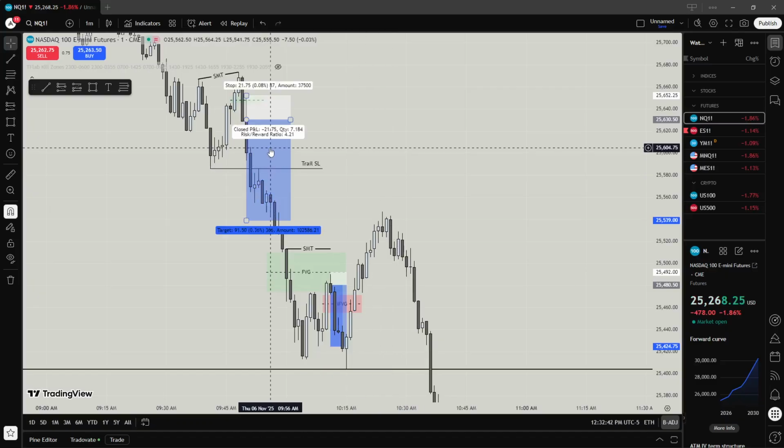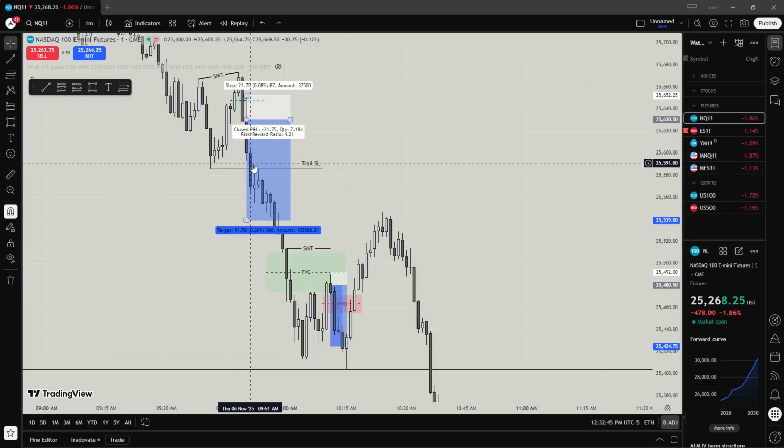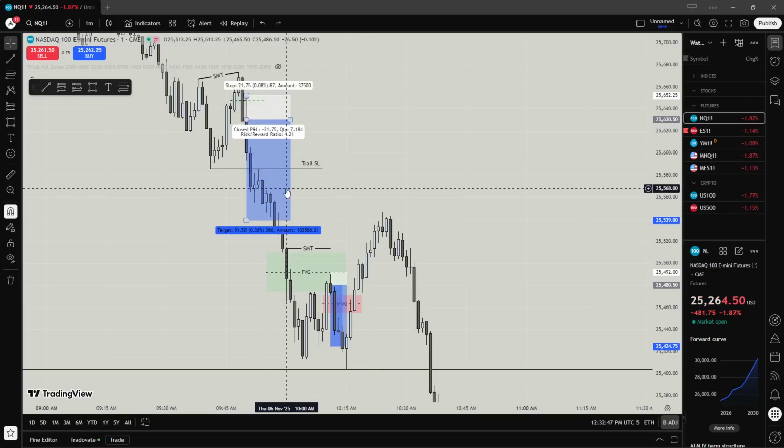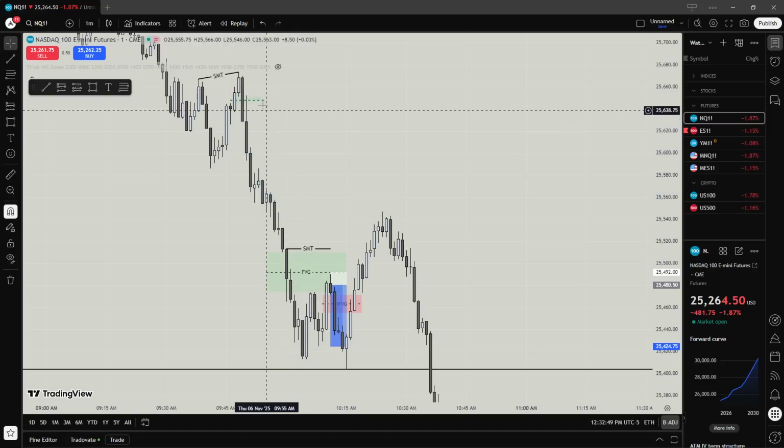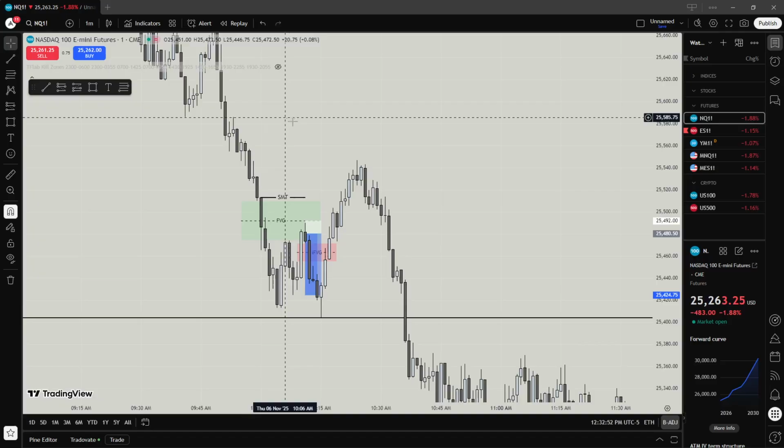Hindsight, yeah, I could have placed it right here and we could have just retested this fair value gap like we did and dumped, and I would have been done for the day, but who cares? Great trade. Done there. Okay, final trade of the day.